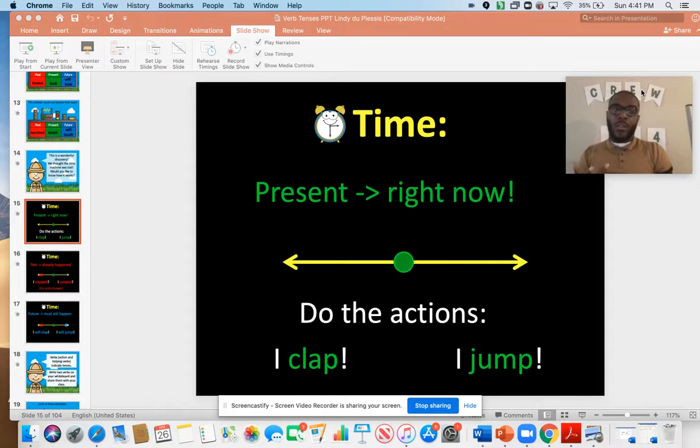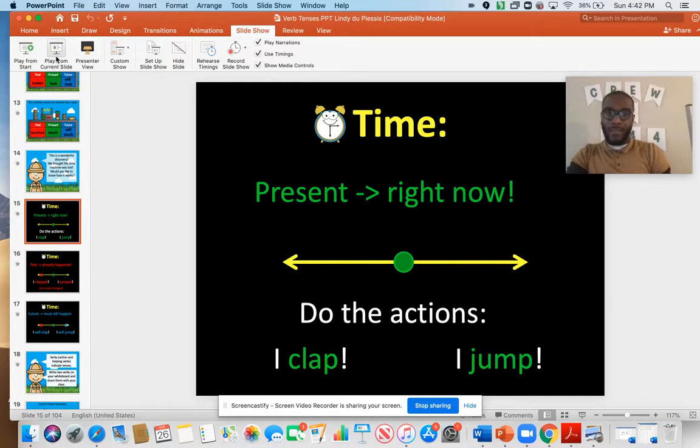So today we're going to talk about verb tenses. Verb tenses tell us when an action is taking place. There are three main verb tenses that we're going to talk about: the present, the past, and the future.